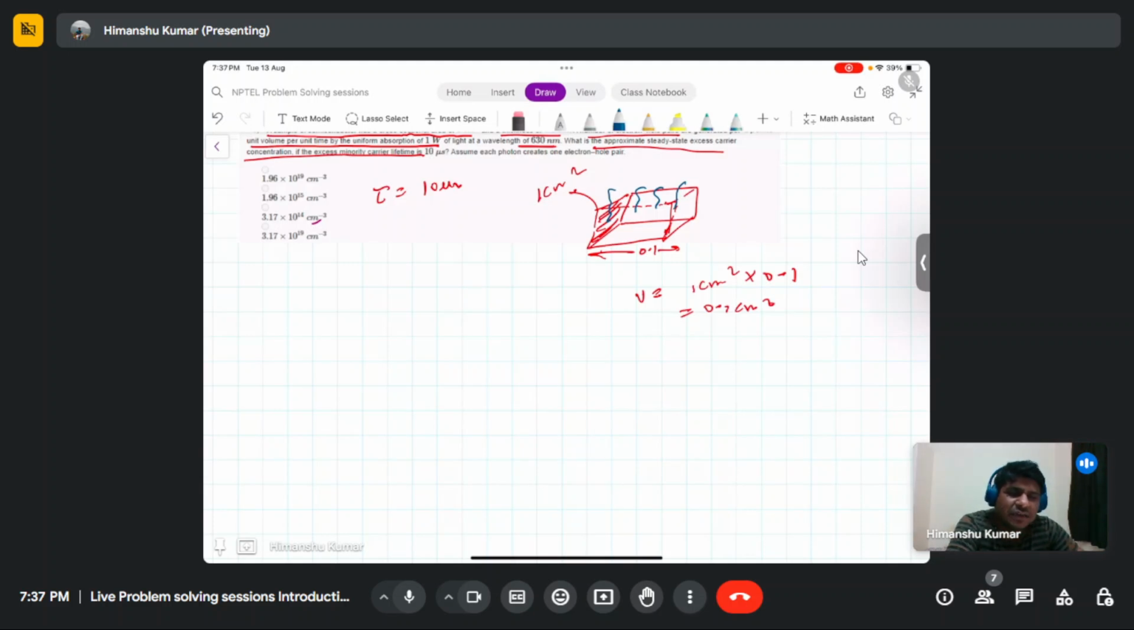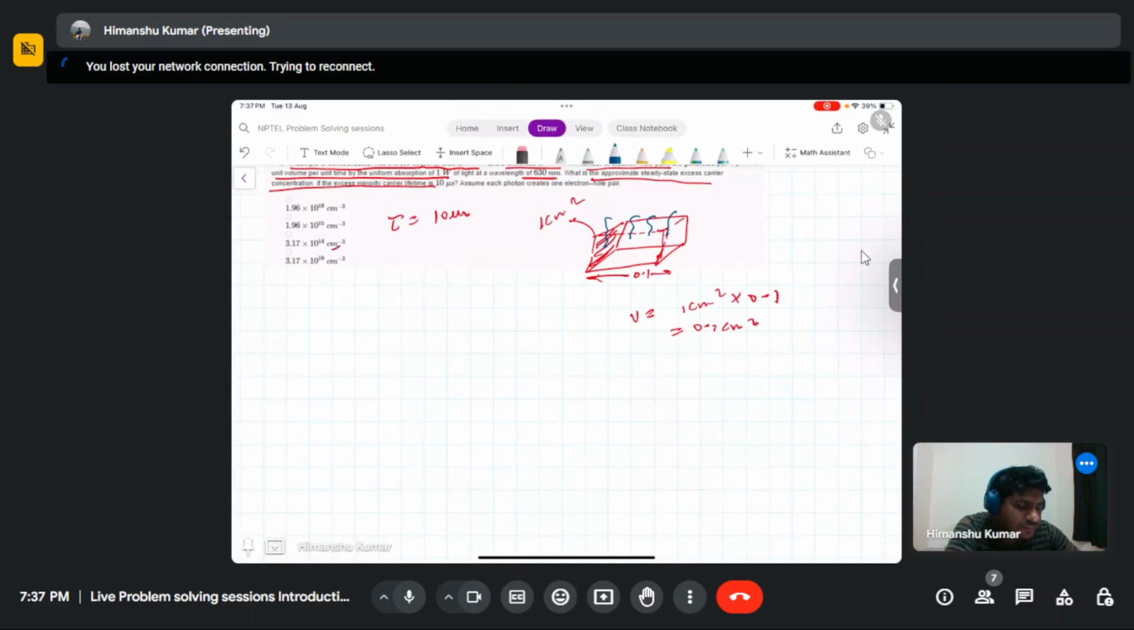But ideally, like in most practical devices, this kind of scenario does not exist. There is an absorption profile, or that profile varies because of different material parameters. So that may not be the case, but this is a hypothetical case. So we consider the uniform excitation case.